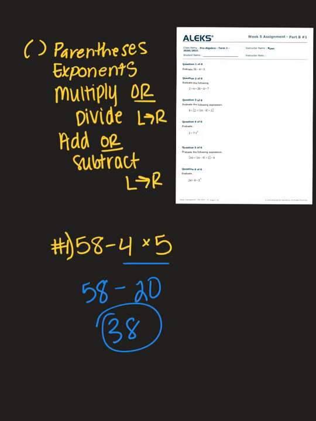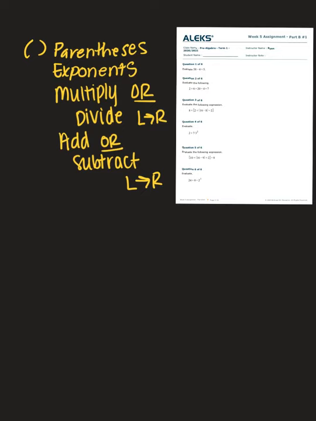Okay, moving on to problem number 2. I'm going to take a second and erase this. Problem number 2 says 2 times 6 divided by 4 plus 7, and we're going to evaluate the following. Evaluate is the same as simplify, okay? And on these, we're using the order of operations to do that.